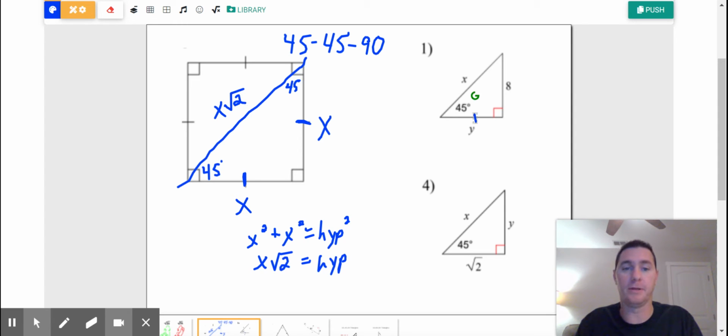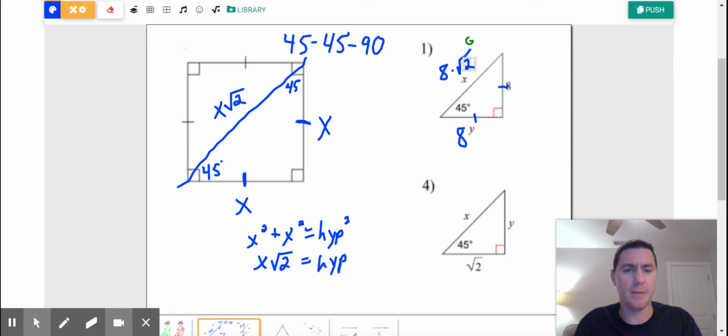All right, so let's look at a couple examples. In example 1, we know the legs are the same. It comes from a square. So if the right side is 8, then the other leg must be 8, which means the hypotenuse must be that same 8, but times square root 2.